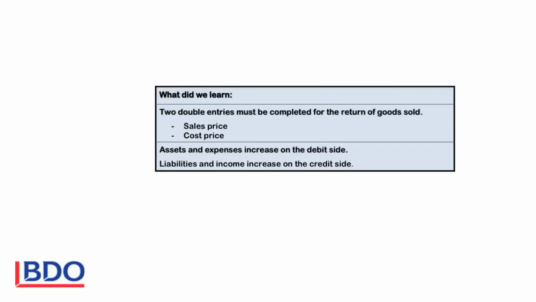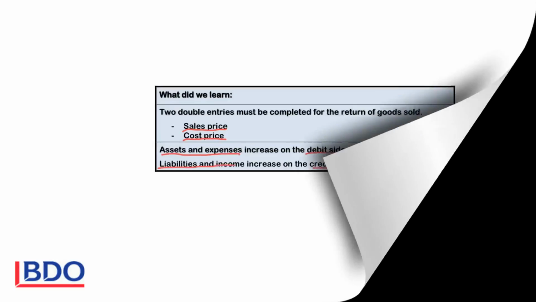What did we learn? Two double entries must be completed when goods are sold or when goods are returned. One double entry will be recorded at sales price and one double entry will be recorded at cost price. Assets and expenses increase on the debit side. Liabilities and income increase on the credit side.